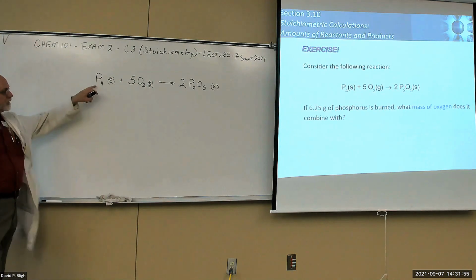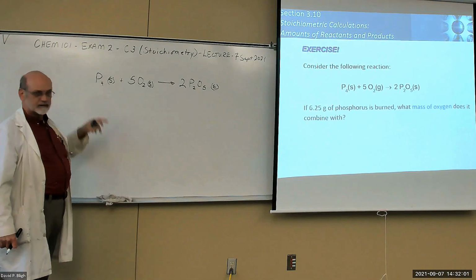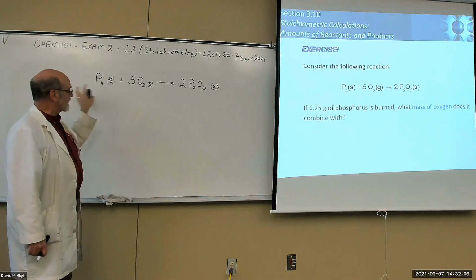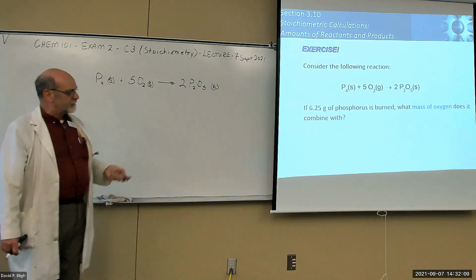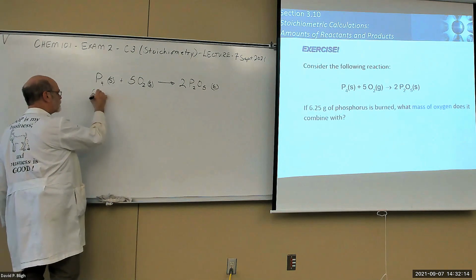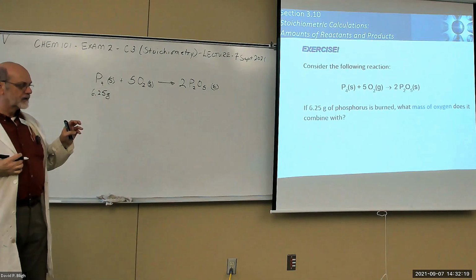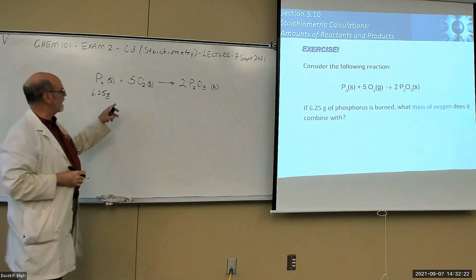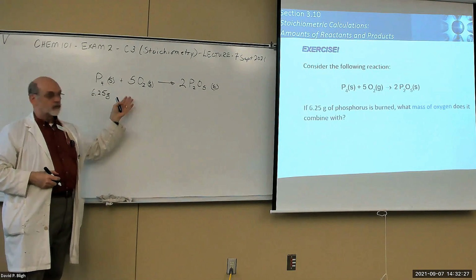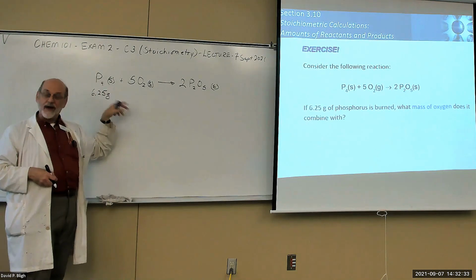Okay, so we're going to burn phosphorus. By the way, this is a violent exothermic reaction. That's why they put it in match heads. But that's a balanced equation. And if we say, all right, 6.25 grams of phosphorus is burned, what mass of oxygen does it combine with? So what are we saying? We're saying that there's plenty of oxygen. We're going to use all this up and however much oxygen it takes. We want to know how much oxygen does it take.